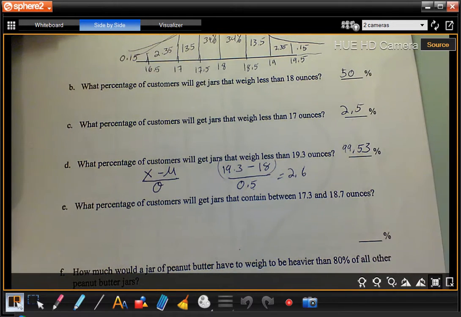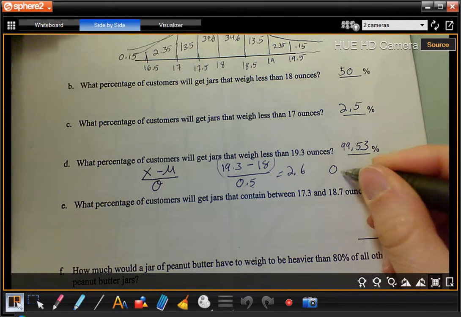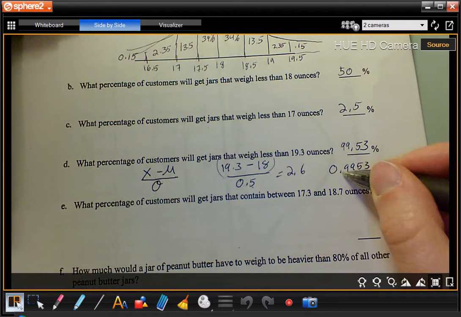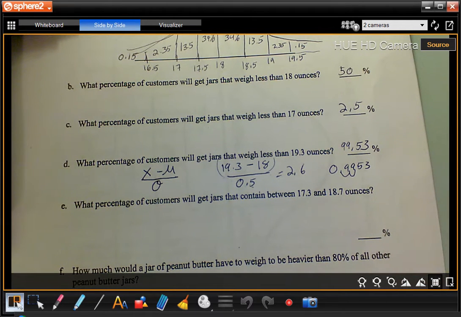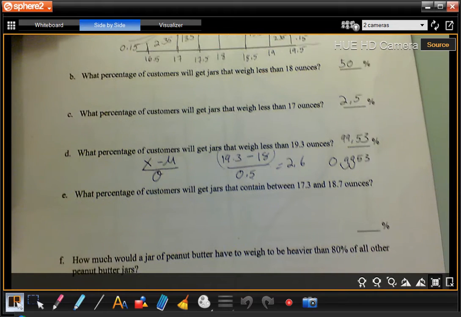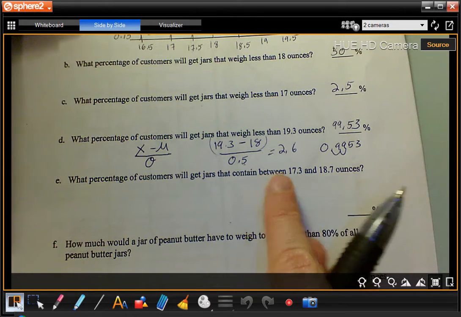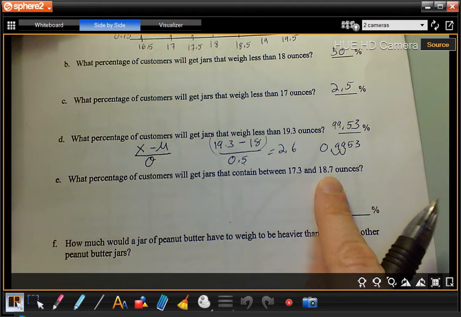99.53. Okay. On our z-score chart, it's at 0.9953, and we remember to get a percentage, we move the decimal place over twice. Okay. What percentage of customers will get between 17.3 and 18.7 ounces?